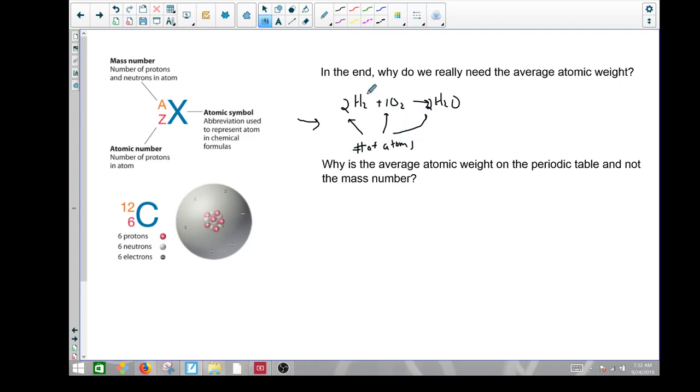That means I need 2 of these guys for every 1 of these guys, and I get 2 of those guys. Or I would, if I consume 4 of these, I would need 2 of those, and I would get 4 of these. So this actually is number of particles. Okay, number of particles is super important when running chemical reactions.